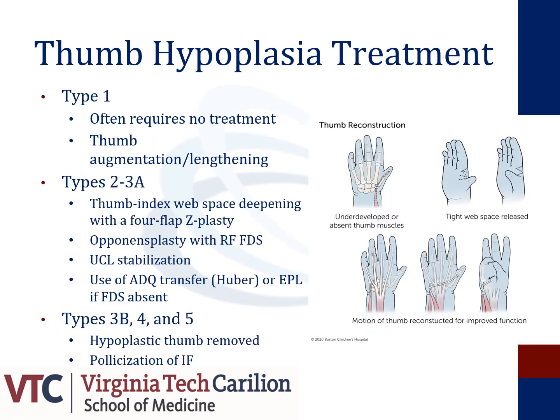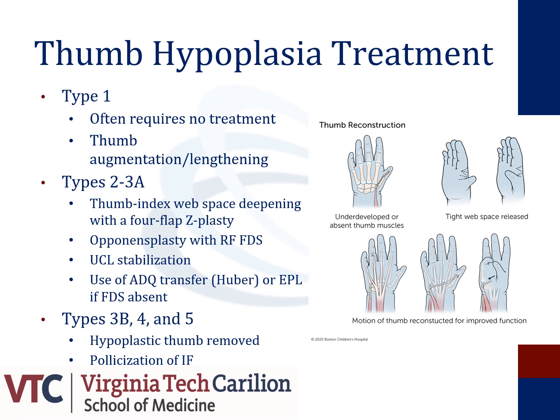Type 1 thumb hypoplasia is mild with a slight decrease in the thumb size and diminutive bones, but normal thenar musculature, and so this does not require surgical treatment. For type 2, with abnormal musculature and narrowing of the web space, the surgical treatment involves deepening of the web space as well as opponensplasty.